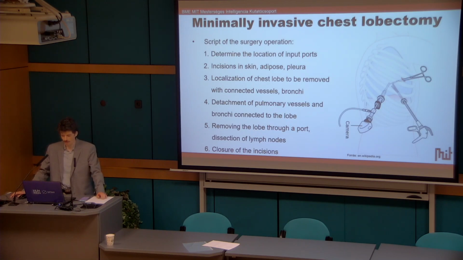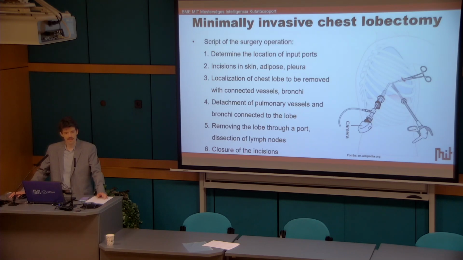Minimally invasive chest lobectomy's goal is to remove the pulmonary lung lobe, which contains nodules, tumors. During this operation, first the input ports and their locations are determined, then the necessary incisions in the skin, in the adipose tissues and in the pleura are done. After, the lung lobe to be removed is localized with the connected vessels and with the connected airways, the bronchi. Then this lobe is detached from these connected vessels and bronchial segments.